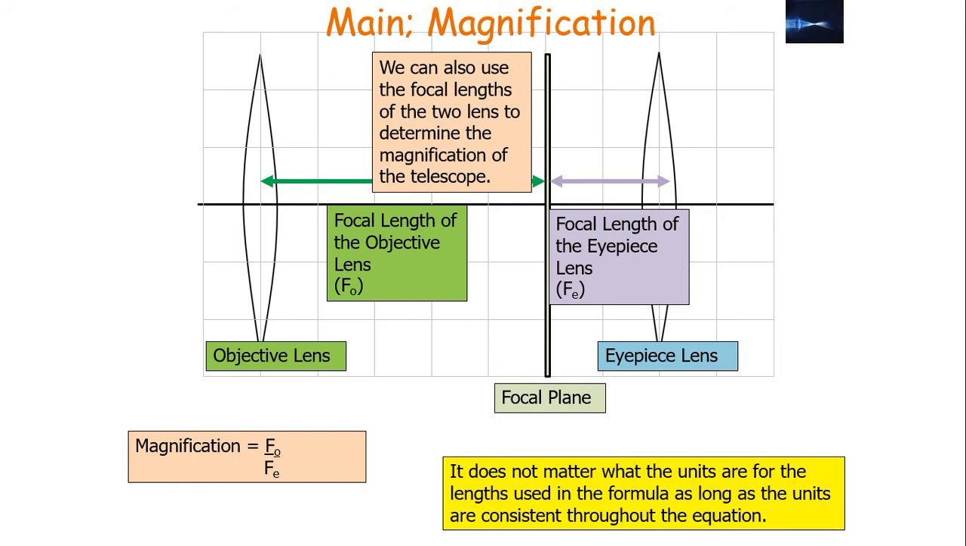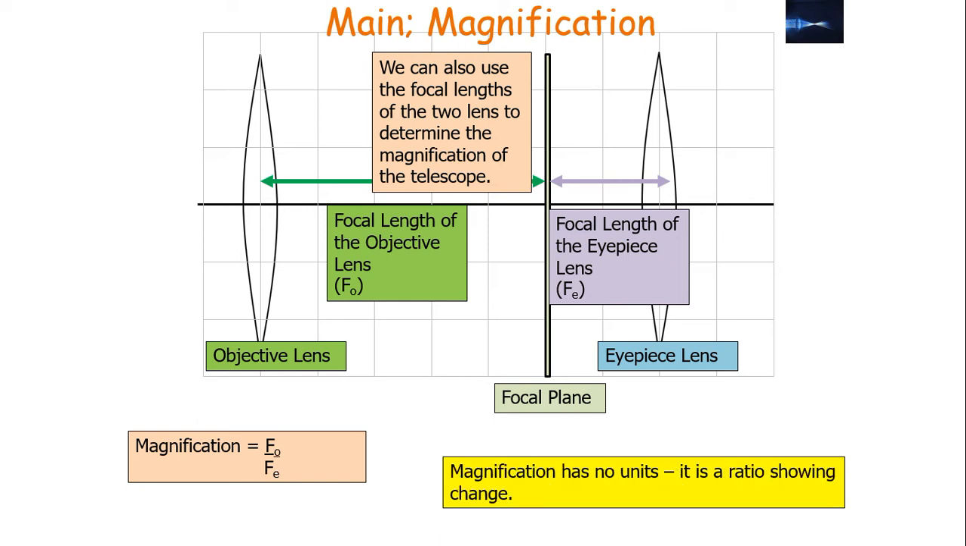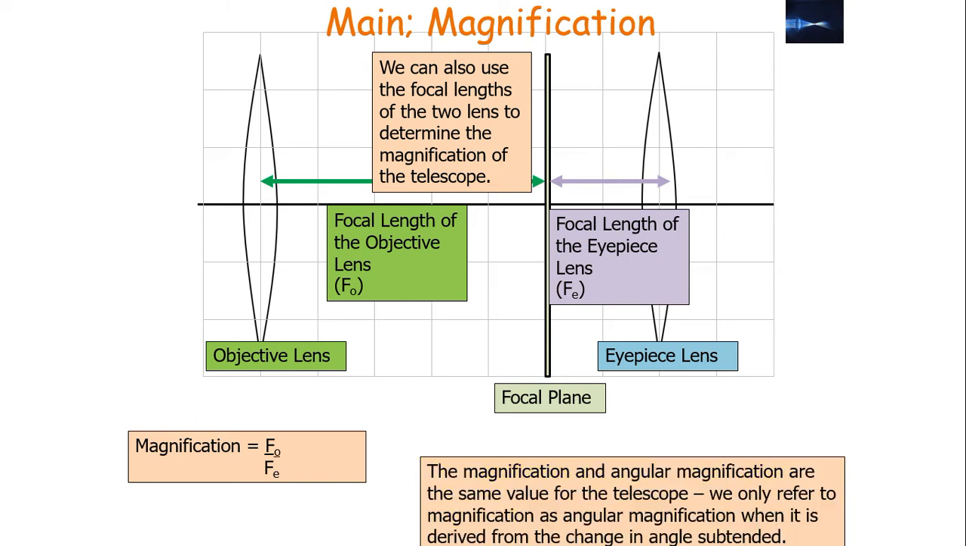And it doesn't matter what the units are for lengths, as long as the units are consistent throughout the equation. And this magnification also has no units, because it's a ratio showing change. Now note, the magnification and angular magnification are the same value for a telescope, but we only refer to a magnification as an angular magnification when it's derived from the change in angle subtended.